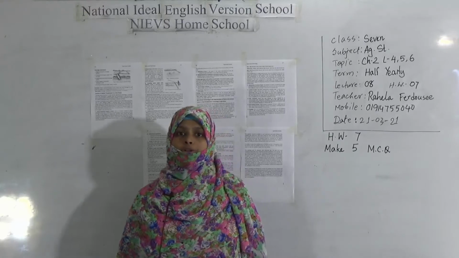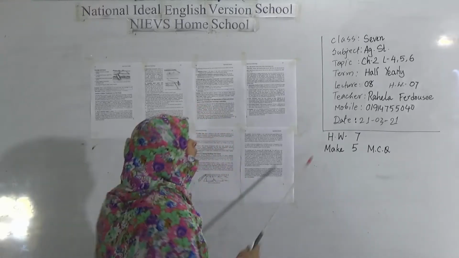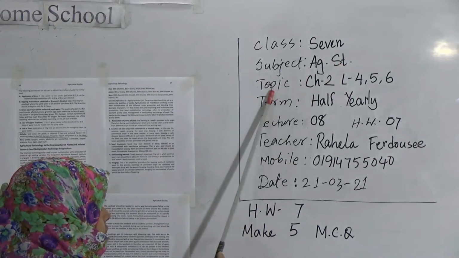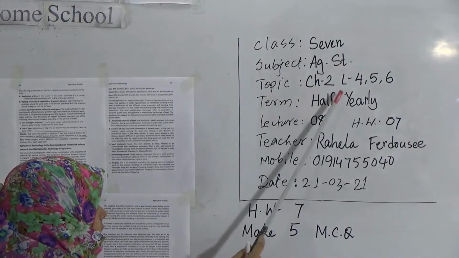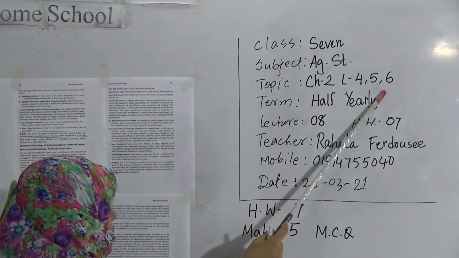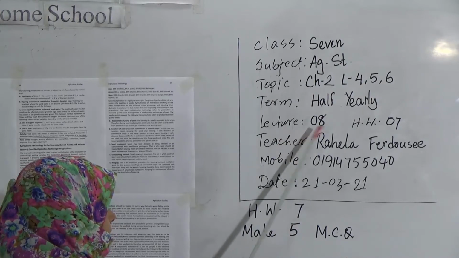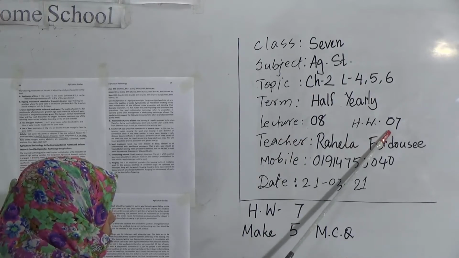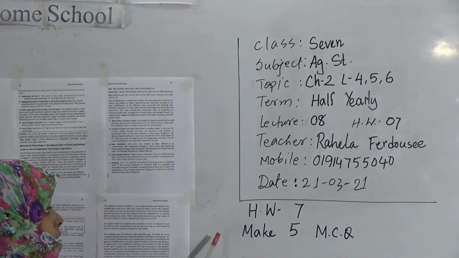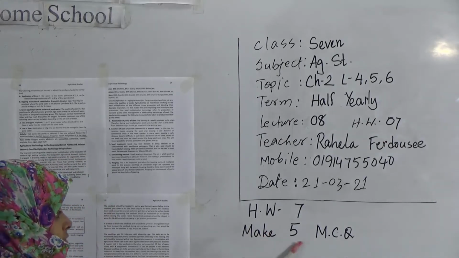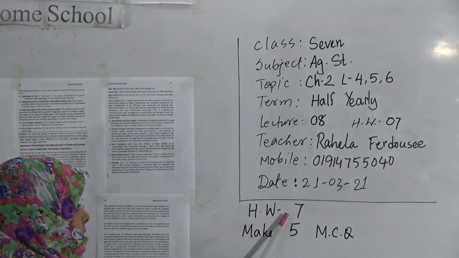Today we are going to have a class with class 7. Our today's subject is Agricultural Studies. Our today's topic is Chapter 2, Lesson 4, 5, 6. Our today's lecture number is 8 and the HW number is 7. After reading the chapter, you will make 5 MCQs as your HW number 7.